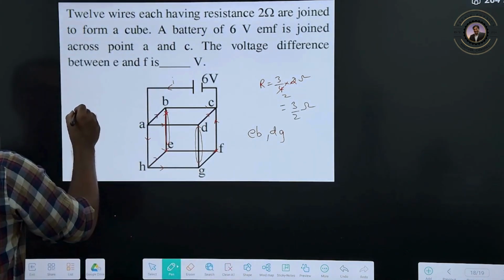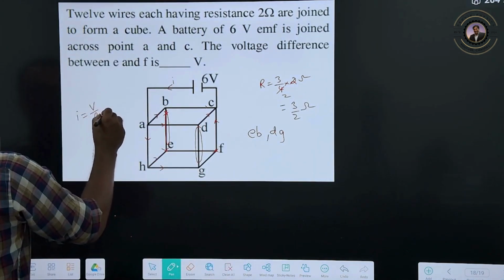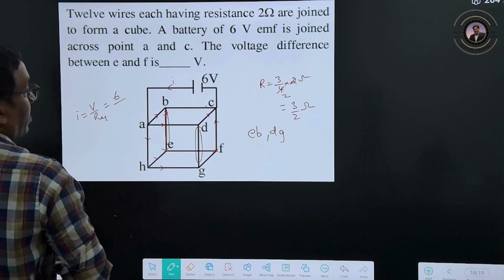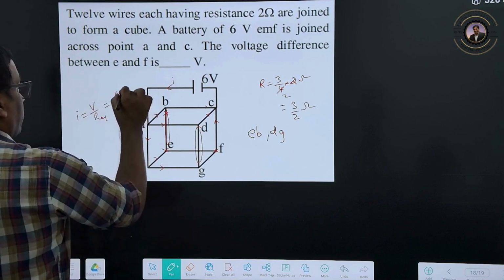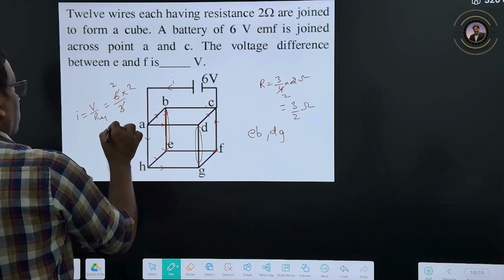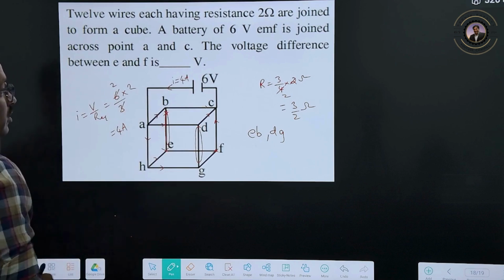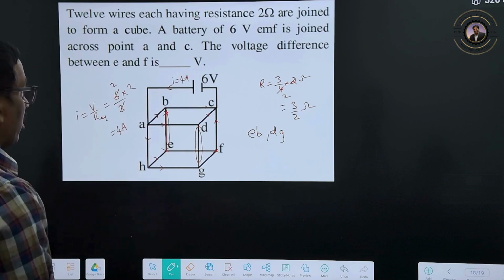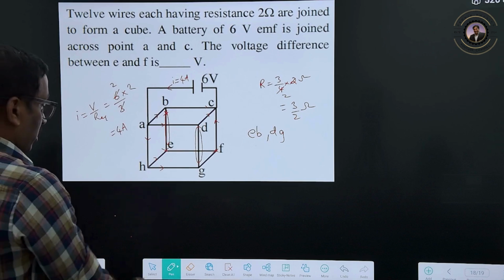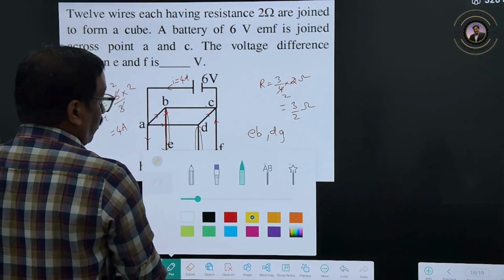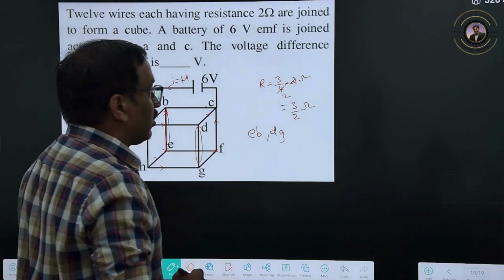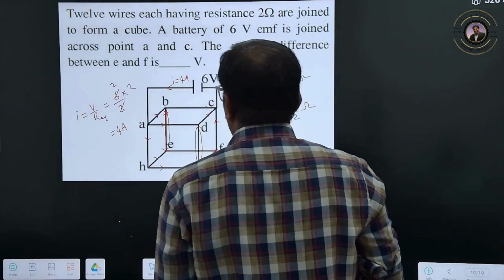Therefore current will be equal to potential difference by R equivalent, which is 6 by 3/2, so therefore 4 ampere current will be coming here. This 4 ampere current will be drawn from the battery. Now, he did not ask what the current is; he is asking what the potential difference is here. We will see one diagram here now.